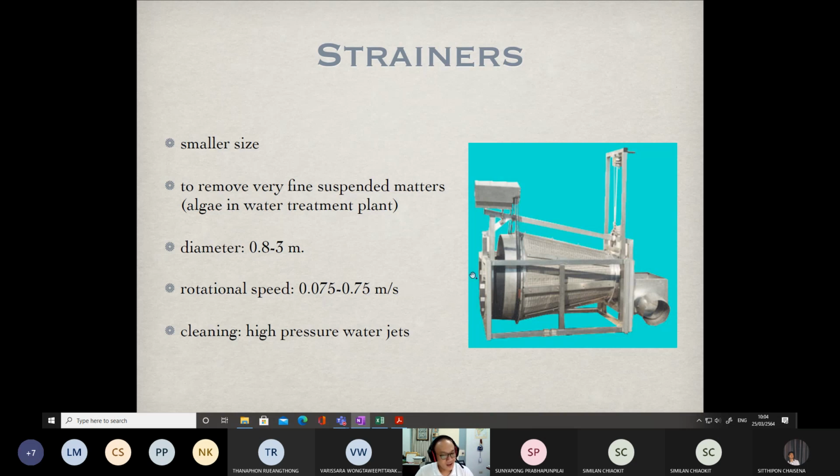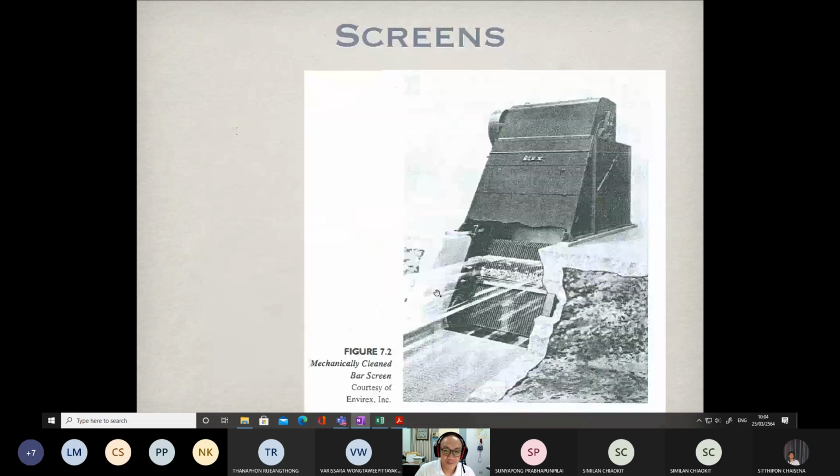So once a day, the operators may have to come and check, or even sometimes help these screens to remove the trash. The water jet may not be enough to 100% remove the trash accumulated inside. So this is a kind of this standard.